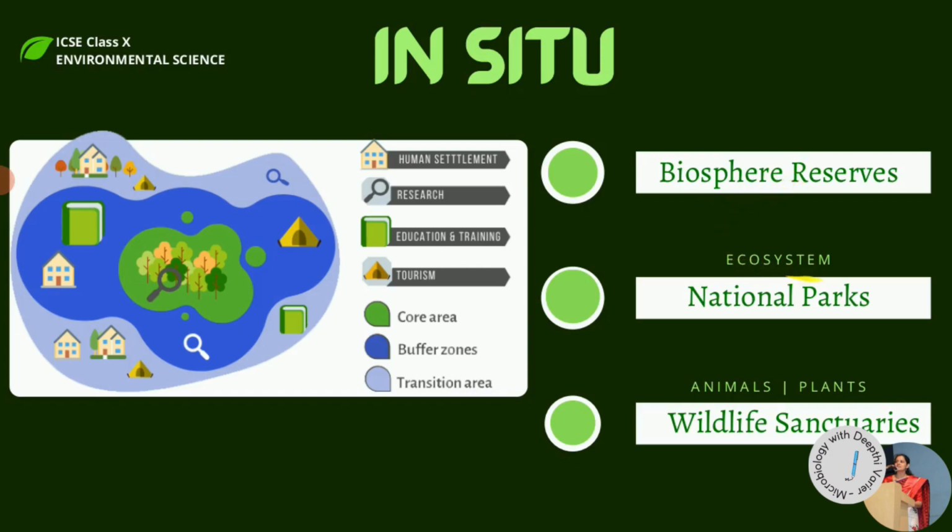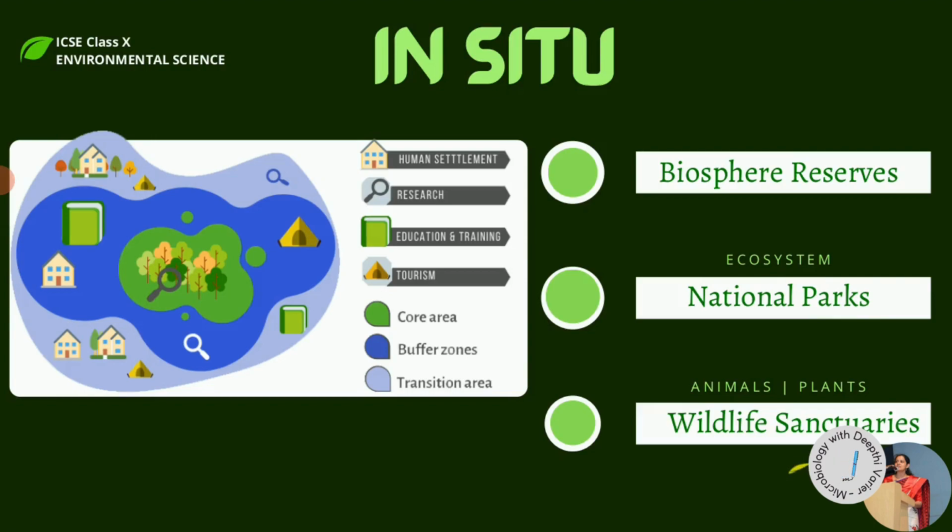The second type of in situ strategy is a national park. National park is for protecting the ecosystem. That is, you protect the plants, you protect the animals, and you protect the area. That is called a national park. There are many national parks in India. So as of now, we have 106 national parks in India. The third one is wildlife sanctuaries.